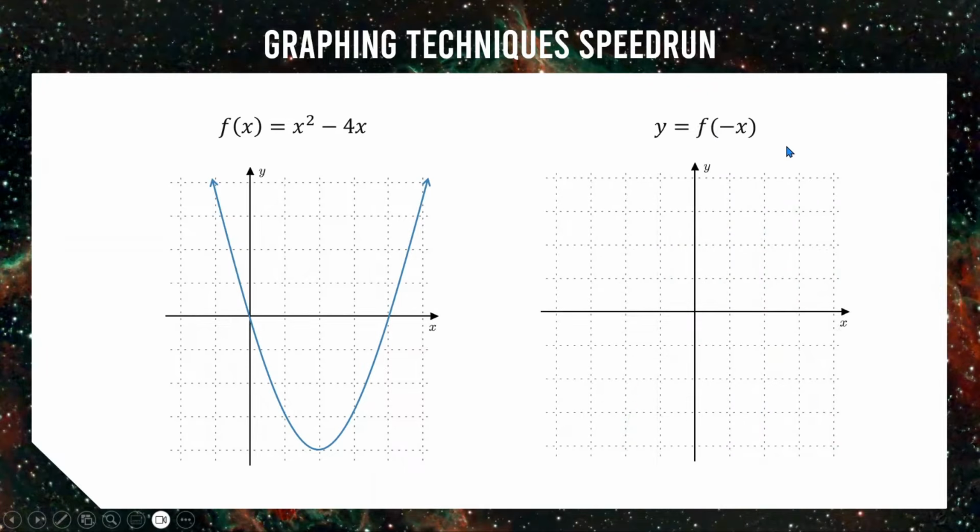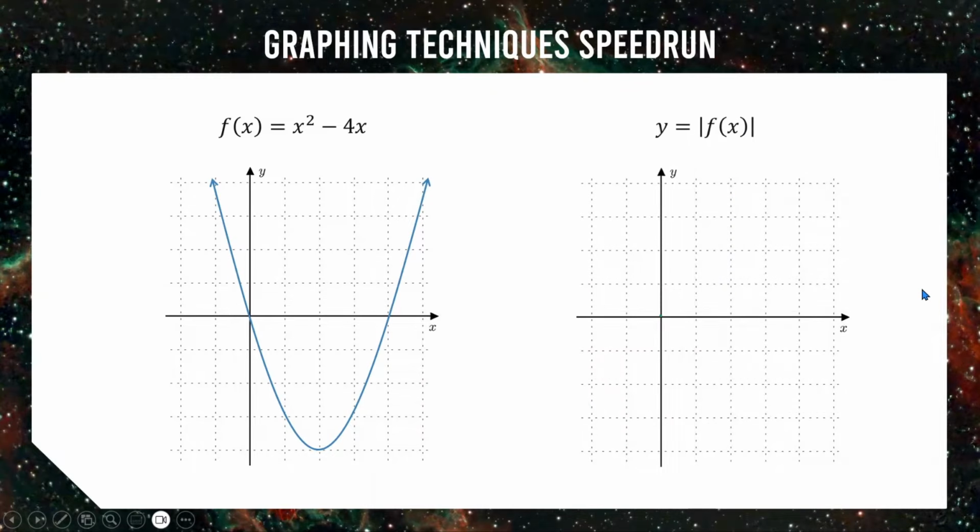What about if the negative is inside the function, f of negative x? This is also going to be a reflection, but instead of a reflection across the x-axis, we're going to reflect the x value. So we're reflecting across the y-axis. So instead of going left to right like this, we go right to left, and it's the exact same shape, but just a reflection across the y-axis.